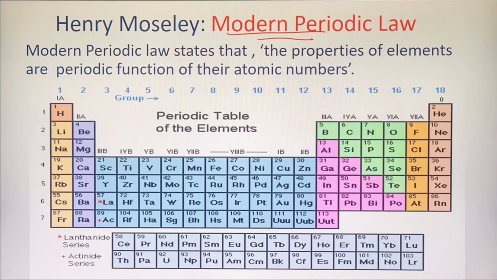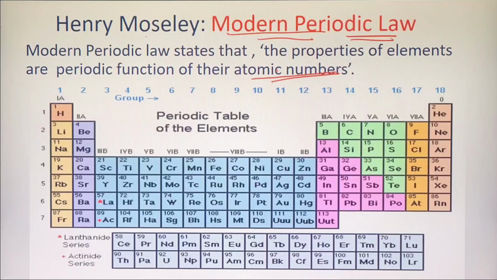What is the modern periodic law? It is the same as Mendeleev's periodic law. What does Mendeleev's periodic law state? That the properties of elements are periodic functions of their atomic masses. The same law was put forward but with a different name, called the modern periodic law. The law remains the same except that there is a change in one word. What does the modern periodic law say? That the properties of the elements are periodic functions of their atomic number.